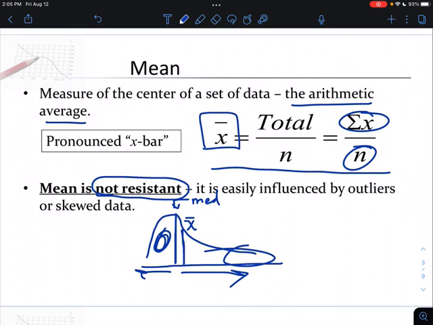Once we've identified the shape, we can identify which measure of center to use. If we say it's symmetric, we're always going to use the mean as our measure of center. If they're skewed or we have outliers, we're always going to use the median. And so that's a distinction you have to be able to make and make sure that you use as you're going through these processes.